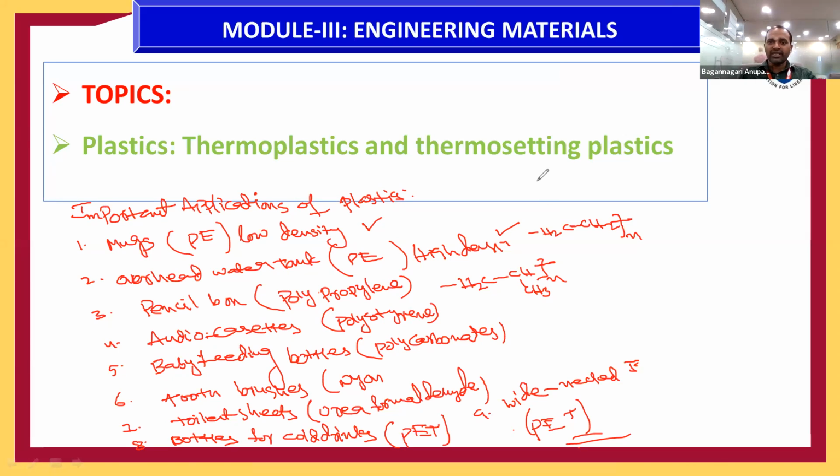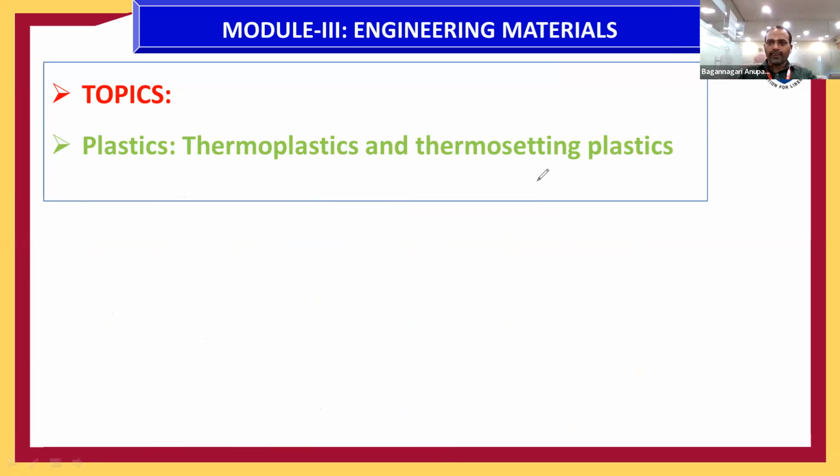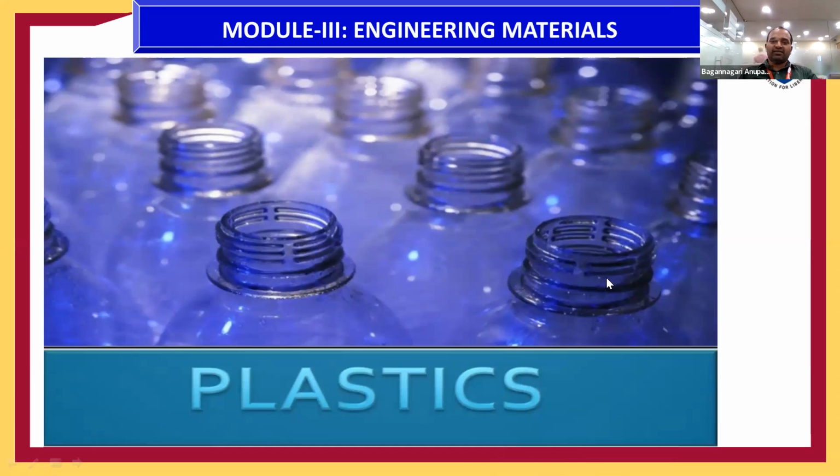Now, okay, students. Now you see, these are the plastic bottles. Just observe the diagram. Plastic bottles are made up of polyethylene or any other material.